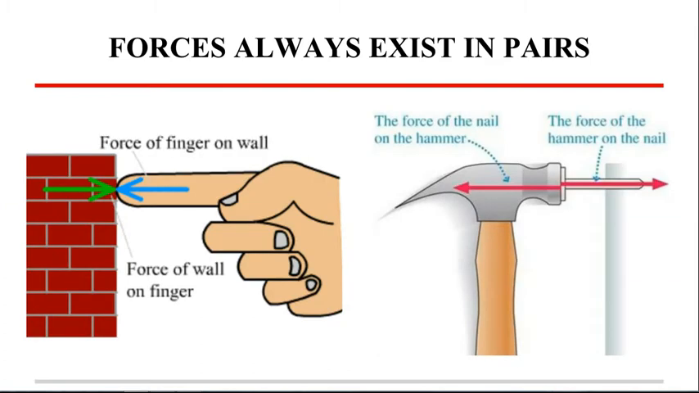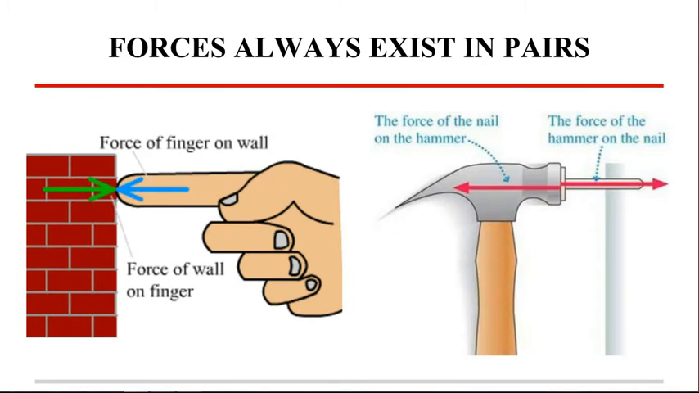In the second case, if we apply some force on the wall, then the wall also applies the same amount of force on us. In this case, a finger is applying force on the wall and the wall applies the same amount of force but in the opposite direction on the finger.